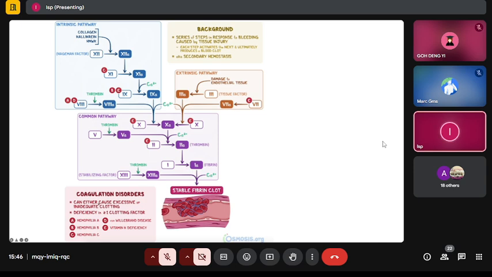Okay, so you look at the picture here: hemophilia A, and then you have von Willebrand disease. In von Willebrand disease, you also have a factor 8 deficiency. And in hemophilia B, you have a factor 9 deficiency. Vitamin K deficiency will also affect your factor 9, because vitamin K activates a few coagulation factors. One of them is factor 9, right?